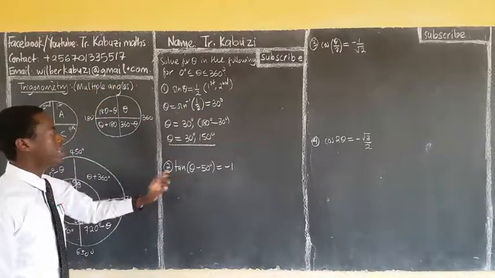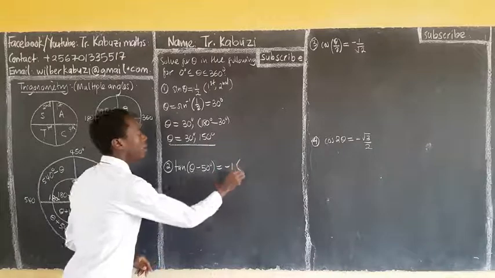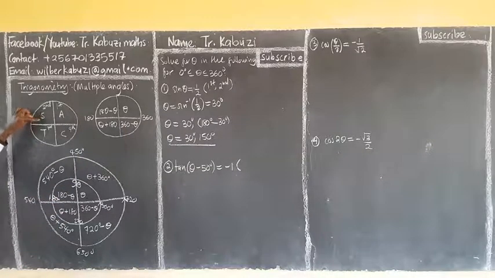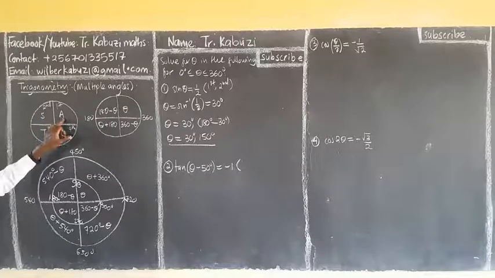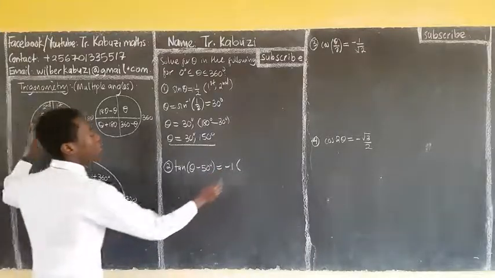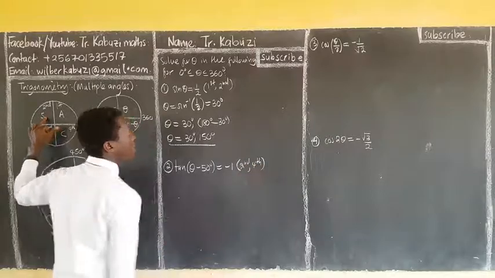When I come to this, notice that tan is negative. If it's negative, you identify the quadrants. Tan is negative here and here, because here it's positive and here all are positive, here tan is positive. So tan is negative because of the sign in the second quadrant and the fourth quadrant.